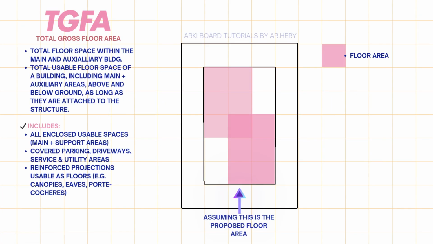First, TGFA refers to the total sum of all usable floor spaces in a building and its attached structures, including both the main building and auxiliary structures, whether above or below ground level. It represents the overall developed floor space of a project, combining the gross floor area, GFA, and other related enclosed or usable horizontal areas that are physically attached to the building.